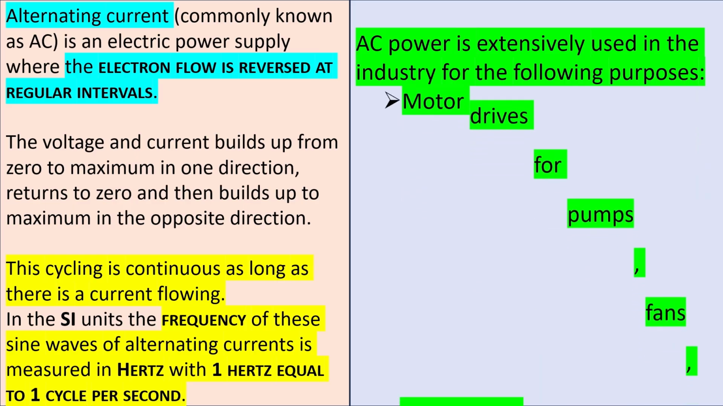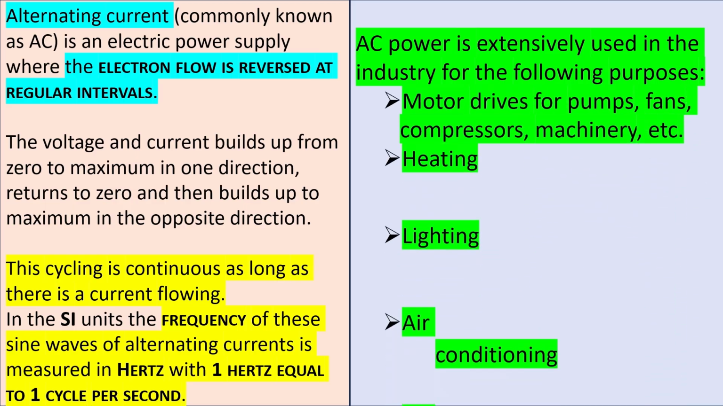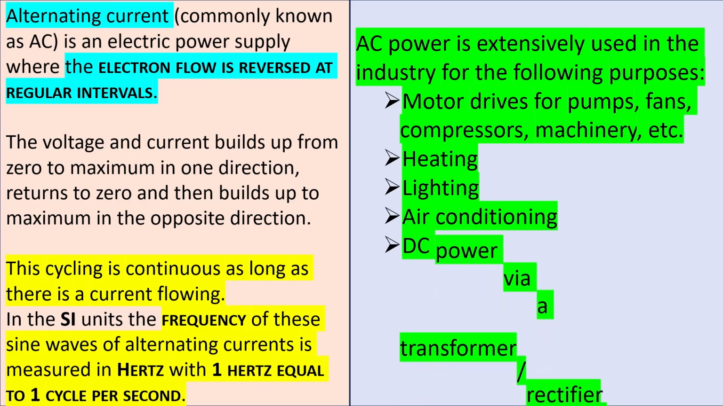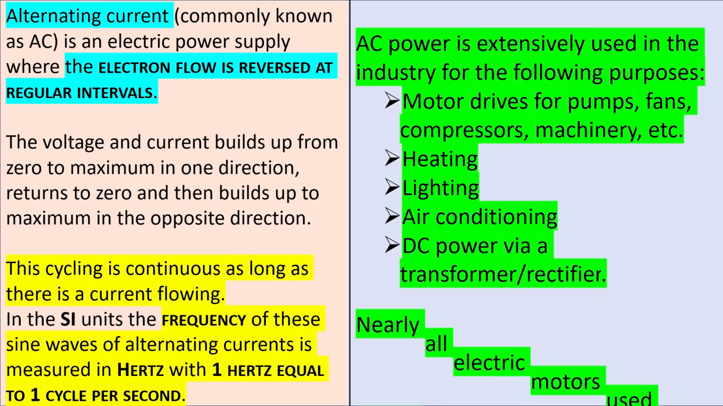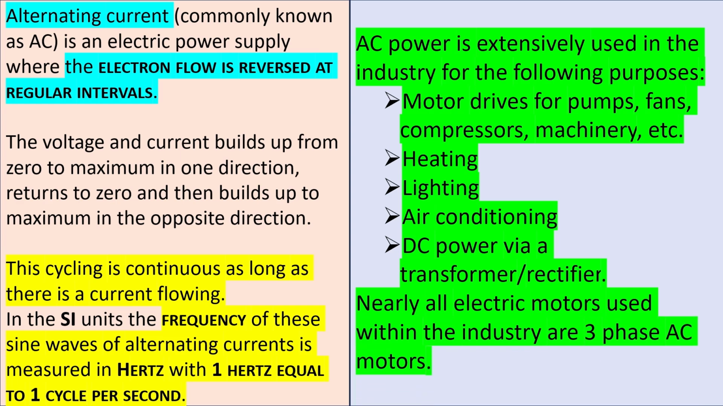AC power is extensively used in the industry for the purposes of motor drives for pumps, fans, compressors, machinery, etc., heating, lighting, air conditioning, DC power via the transformer or rectifier. Nearly all electric motors used within the industry are three-phase AC motors.